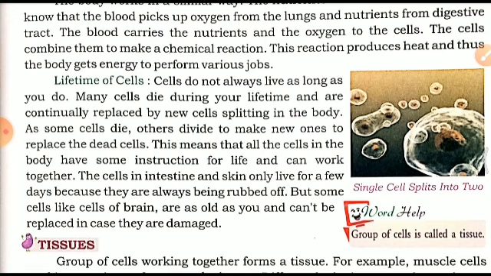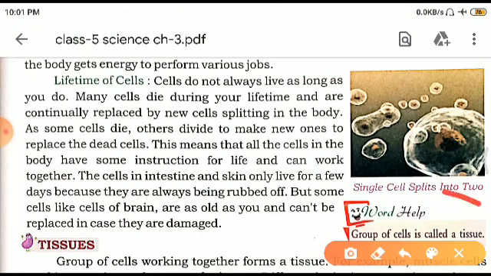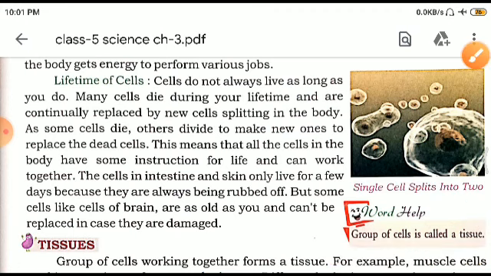Now we come to tissue. And see here children, something is written here. A group of cells is called a tissue. Basically, for your understanding, similar types of cells performing a specific function form a tissue.